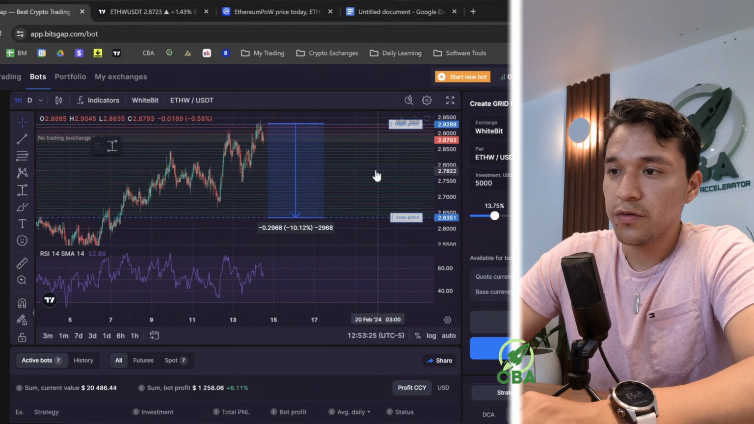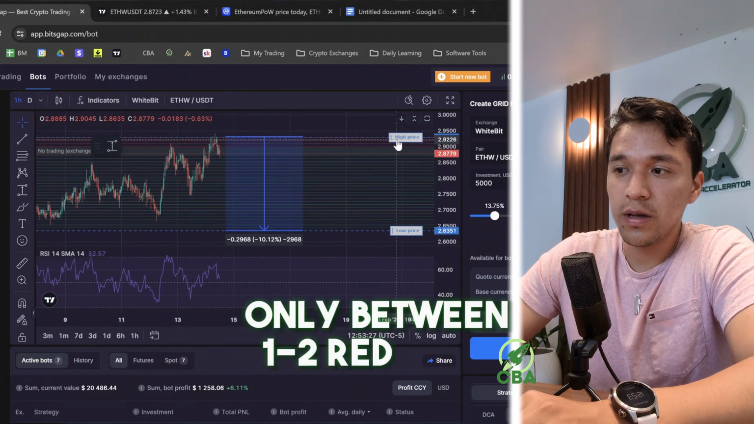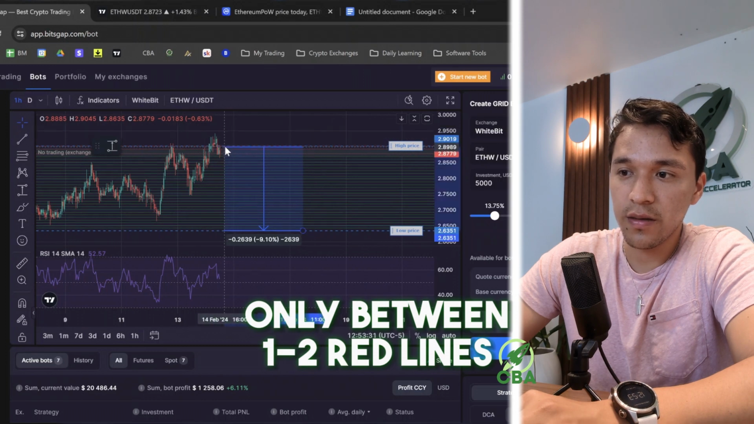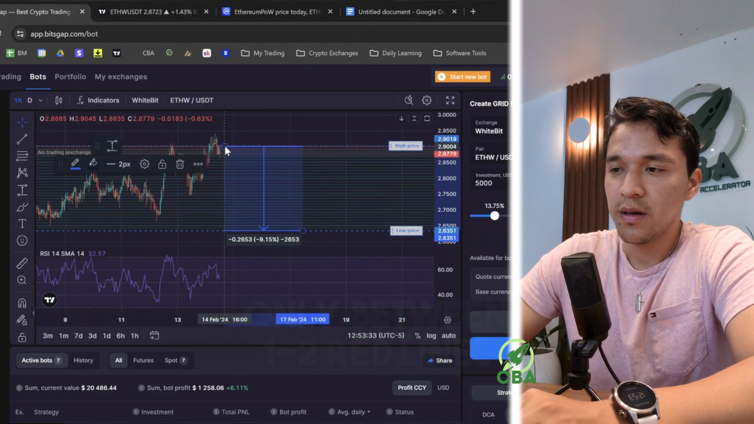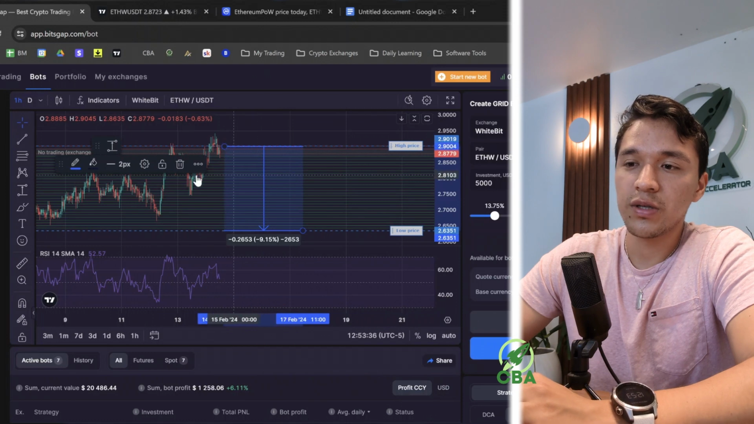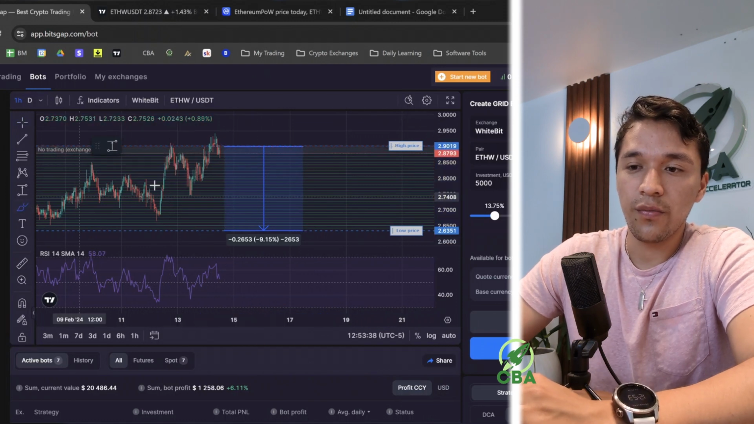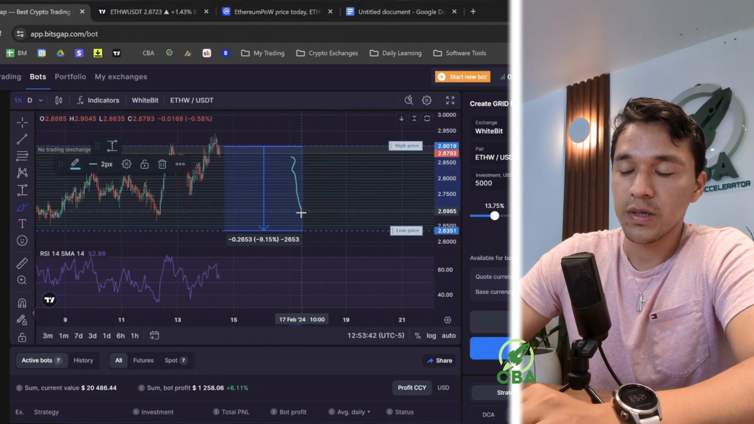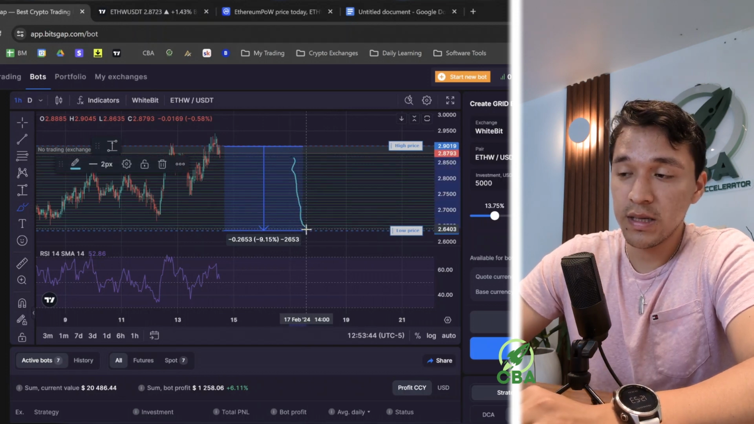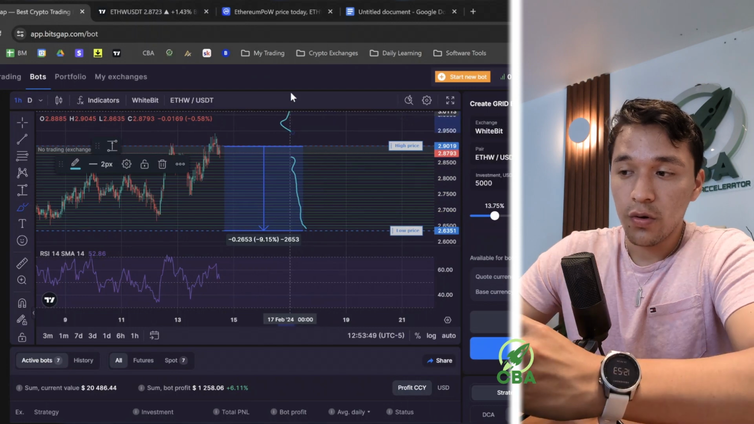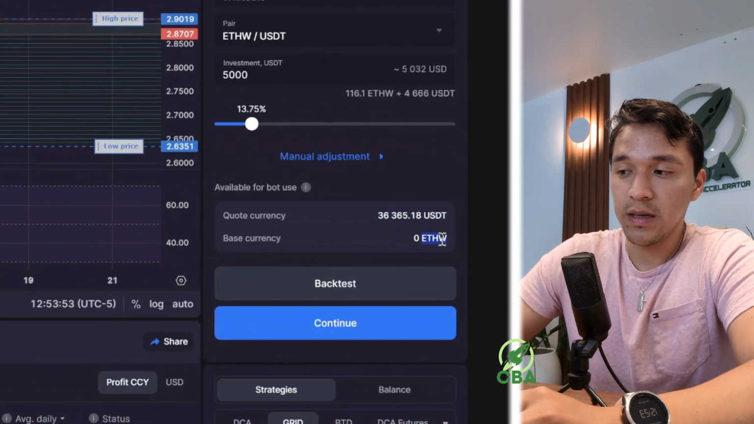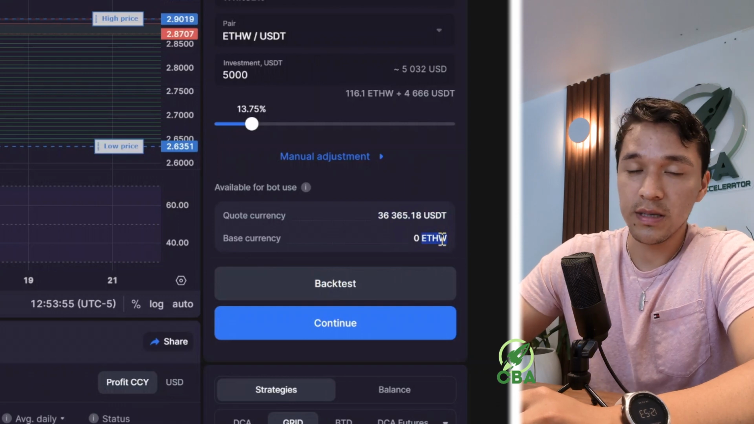Okay, I want to make sure that I only have between 1 to 2 red lines. The reason why I'm doing that, and this can be a little bit confusing, is because I want to make sure that I'm deploying my bot with as much quote currency as possible instead of base currency. Quote currency is USDT and base currency is Ethereum W in this example.